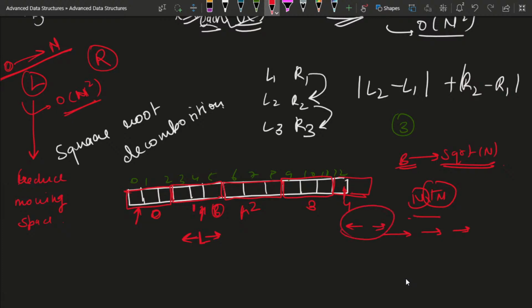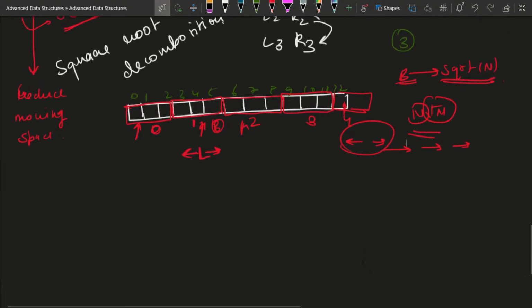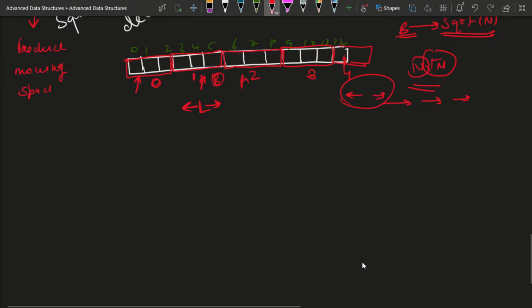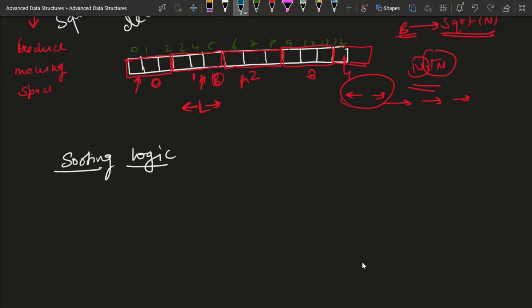So this would be a better approach. So now what I am doing is sorting, like sorting logic. In the Mo's algorithm, the algorithm only lies in this sorting logic. This sorting logic is the most important part of the Mo's algorithm.